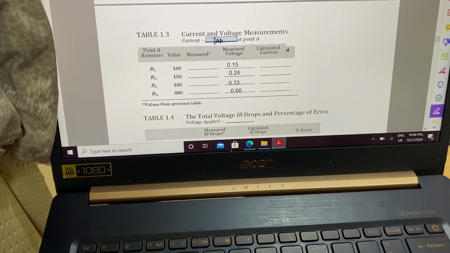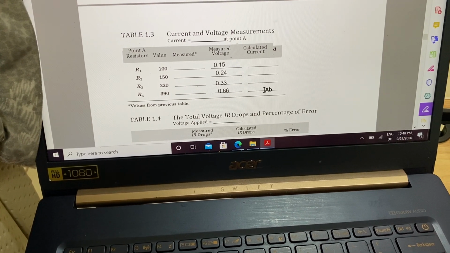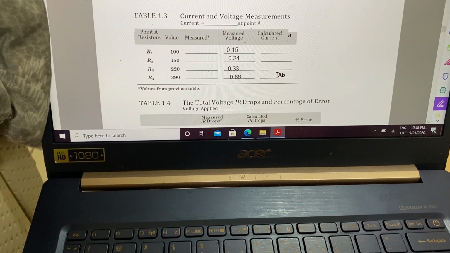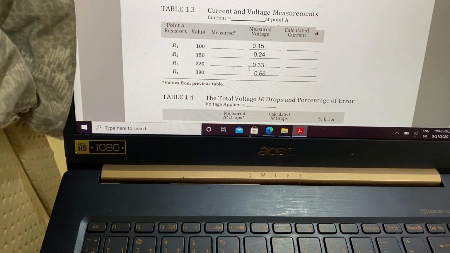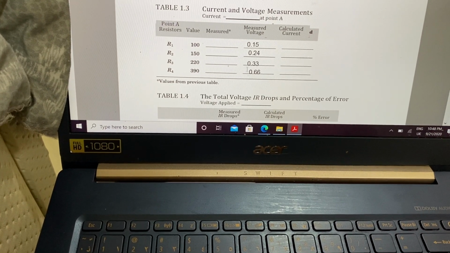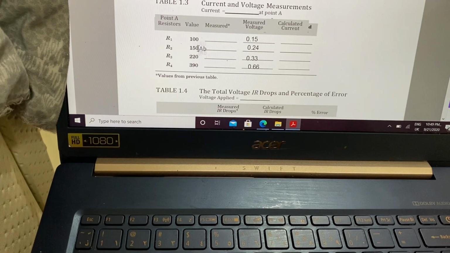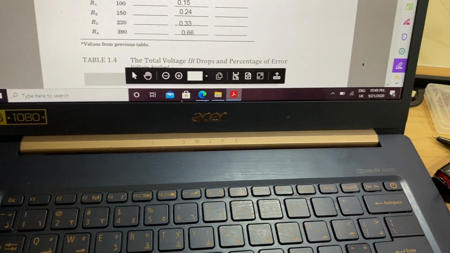So here the total current will be the same as the current in each of these components, because the current in a series connection doesn't change. But the voltage drops here, as you can see, will change depending on the resistance value. So the more resistance we have, the more voltage drop we will have also.